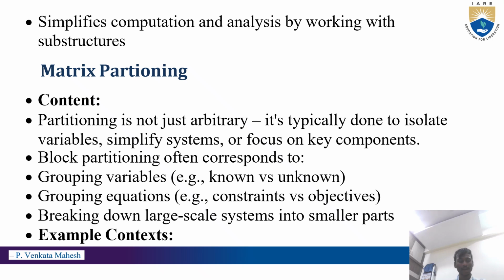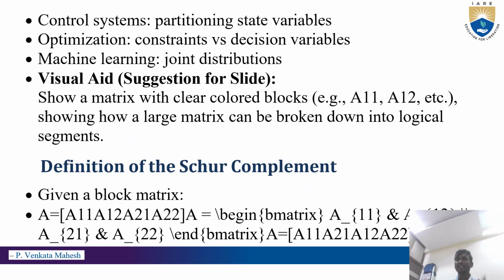Now let's partition the matrices. Partitioning is not just taking arbitrary pieces. It is done to isolate variables, simplify the system, or focus on key components. Block partitioning often refers to grouping variables or equations, breaking down large systems into smaller parts. For example, in control systems, partitioning into state variables; in optimization, constraint versus decision variables; in machine learning, joint distributions. As a visual aid, a matrix with clear colored blocks A11, A12 shows how a large matrix can be broken into smaller pieces.